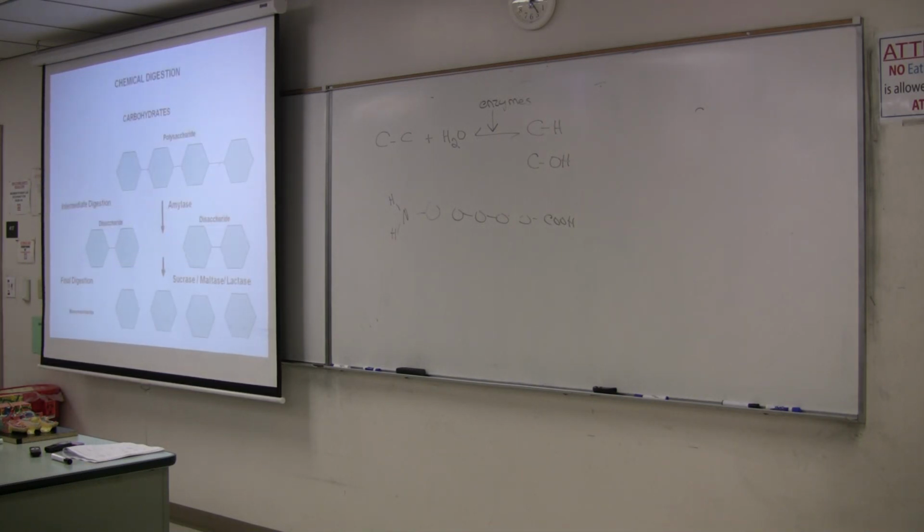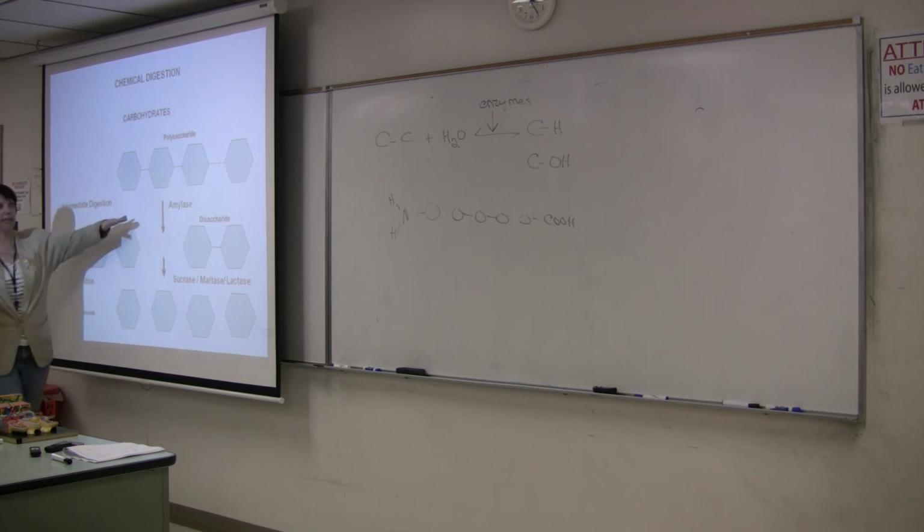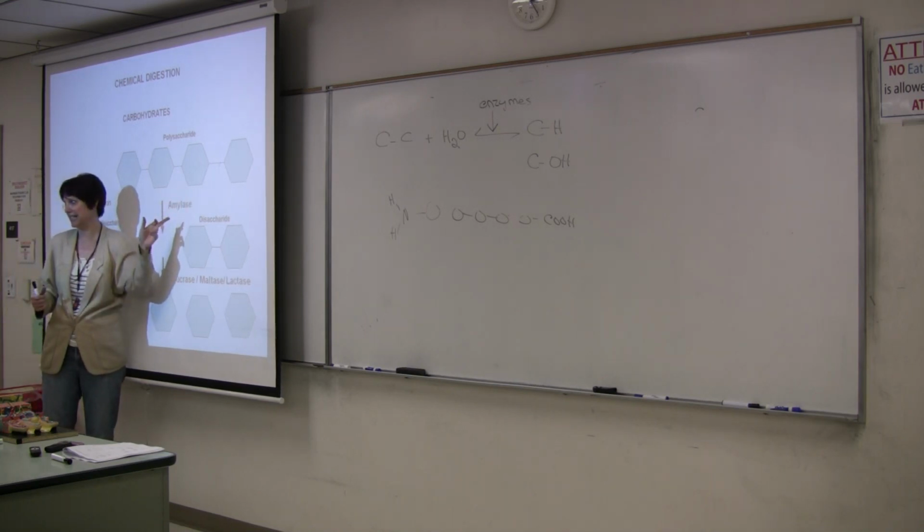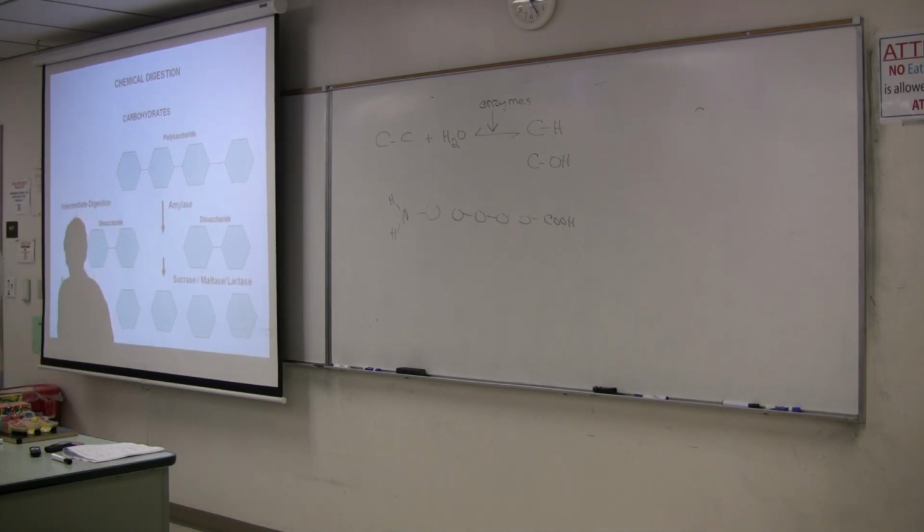We have three basic food types: carbohydrates, proteins, and lipids, or fats. For carbohydrates and proteins, the digestion is done in 2 steps. An intermediate digestion is done with a common enzyme by the name of amylase. As we'll see on Tuesday, the salivary gland, the parotid gland, makes amylase.